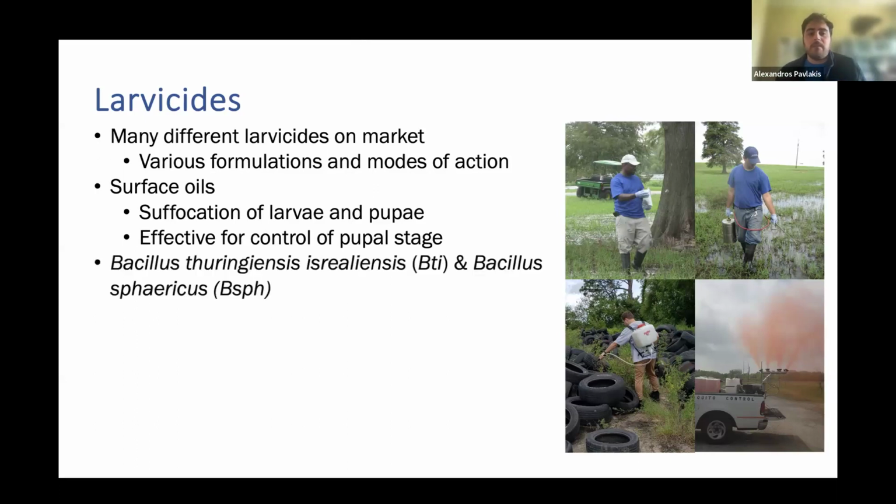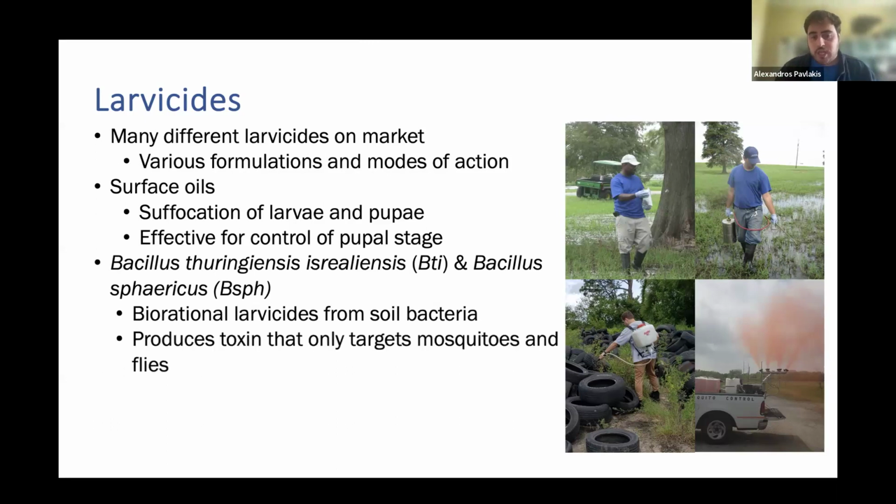We also utilize BTI and BSPH. These are biorational larvicides that come from soil bacteria, and they produce a toxin that only targets mosquitoes and flies. So again, when we're utilizing any chemical control, we want to be very mindful of the potential non-target effects. So this kind of gives us a little bit more peace of mind than some other larvicides that can be on the market. But there are many, many more on the market, and the use of them depends on what kind of situation you're trying to treat and what mosquito species you're targeting.